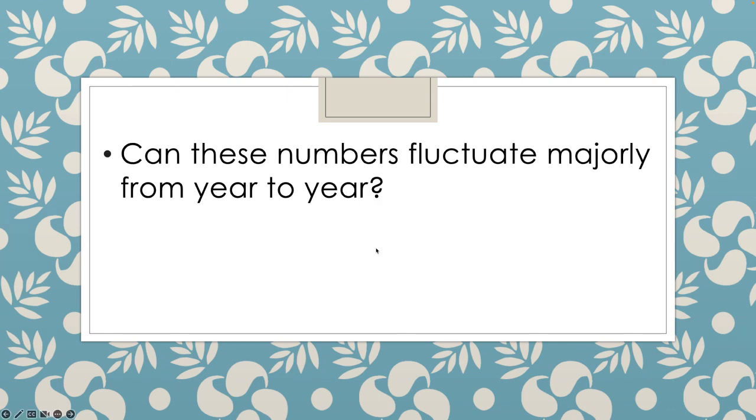Can the numbers fluctuate majorly from year to year? Businesses hope not. One of the things that businesses want is they want people to invest in their company. And the way that you get more money invested in your company is to show profit and to be somewhat predictable, right? You don't want to be really unpredictable, because large fluctuations indicate instability and unpredictability. And people don't like to invest their money in situations where it's unpredictable, right?